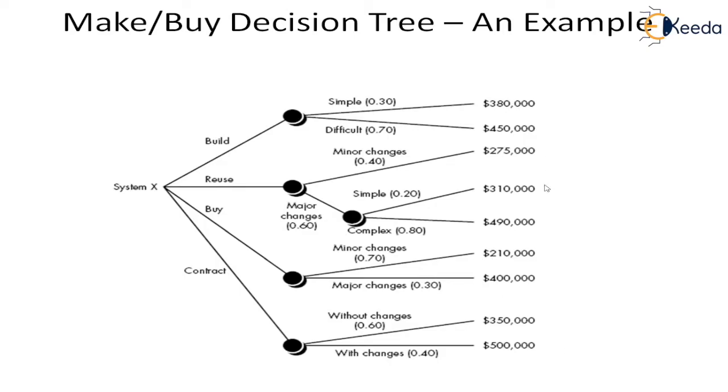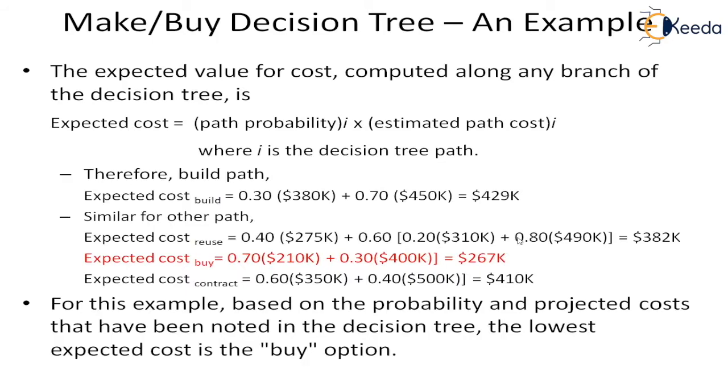So these are the values of the choices. And whichever is the lowest, you have to go to that. So I have given some explanation for that. Expected value for cost computed along any branch of the decision tree is the expected cost: the path probability of the ith path and the estimated path cost of the ith path, where i is the decision tree path.